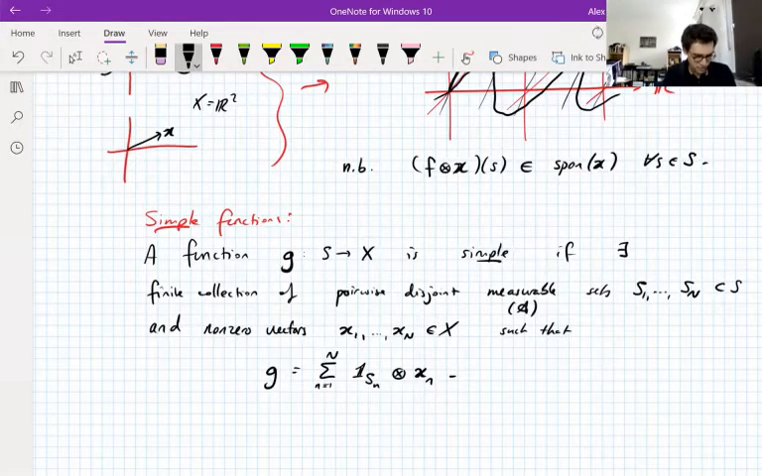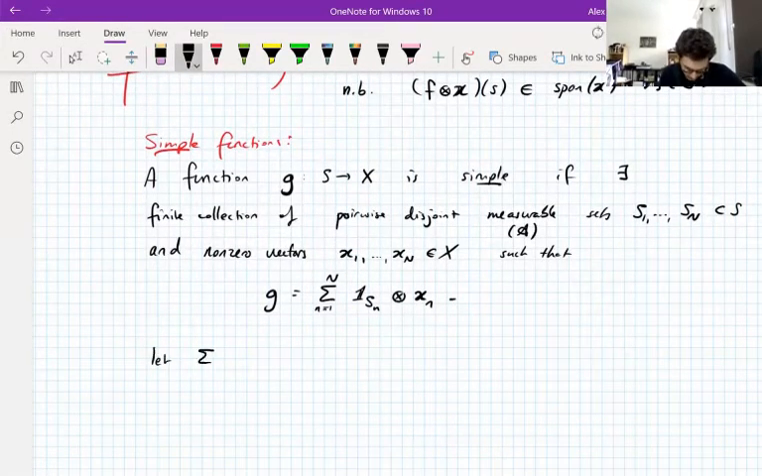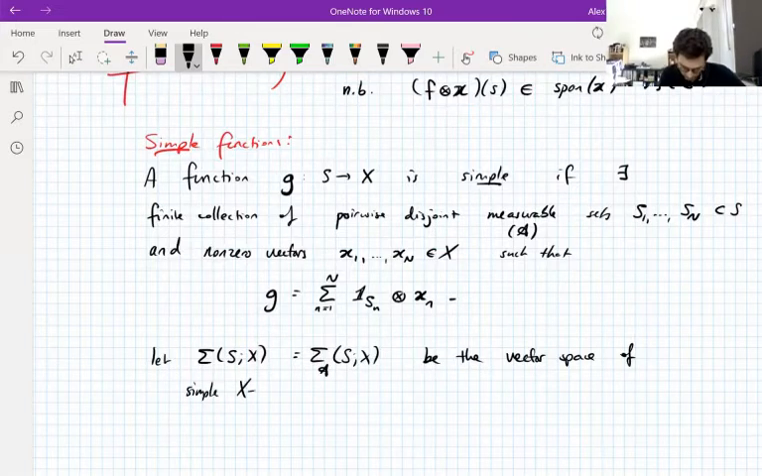These are simple functions. We let sigma sub A of S; X be the vector space of simple functions, simple X-valued functions.